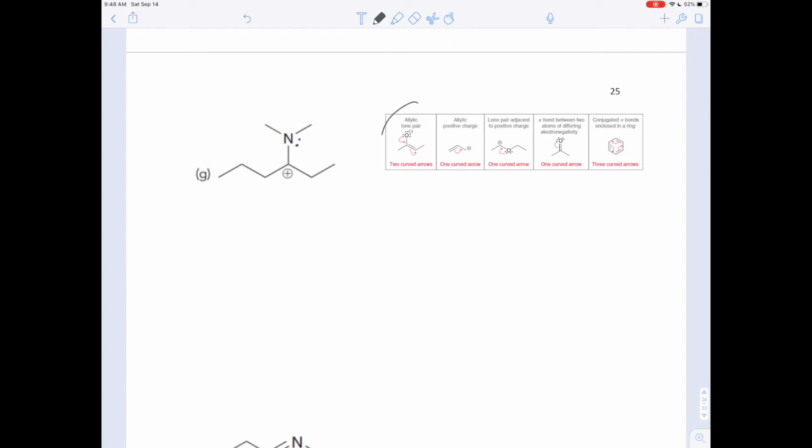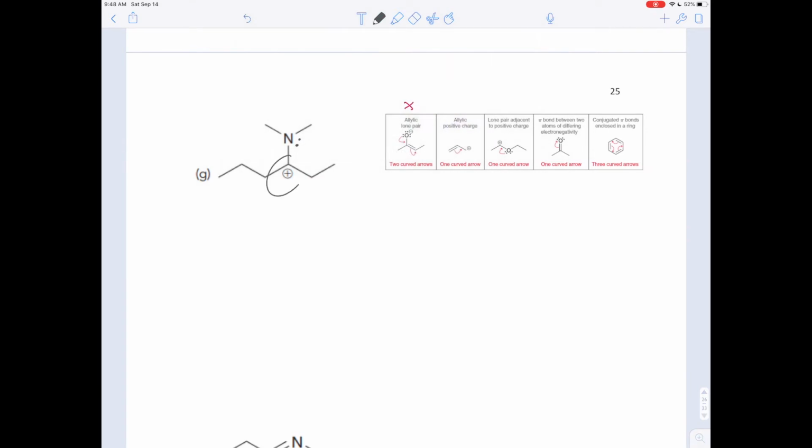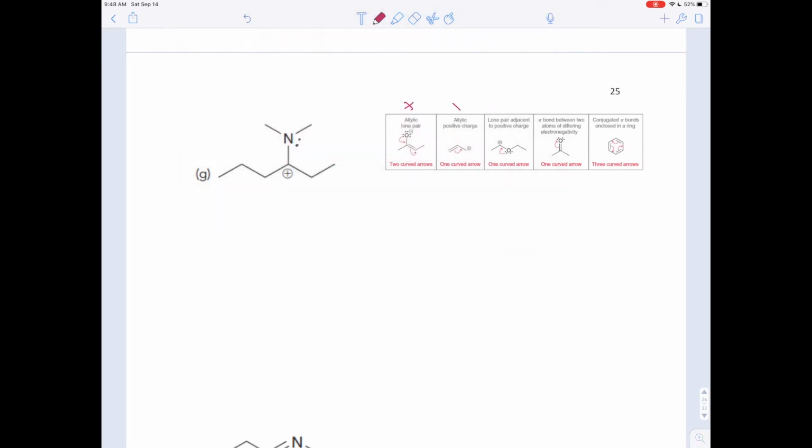Okay, is this lone pair allylic? It's not. In order to be allylic, you have to be 1 atom away from a double bond, and there's no double bond in that molecule. So it is not allylic. Is there an allylic positive charge in that molecule? There's not. There is a positive charge, but it's not allylic because it's not 1 atom away from an atom in a double bond. So we don't have an allylic positive charge.